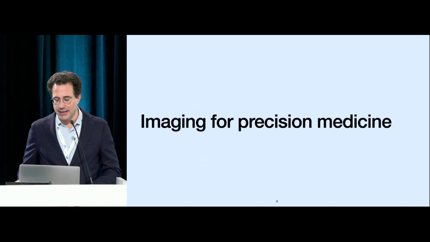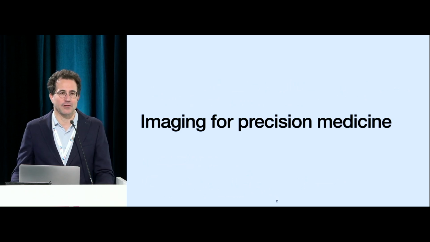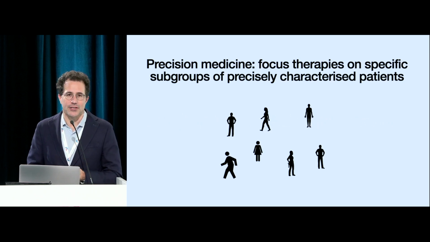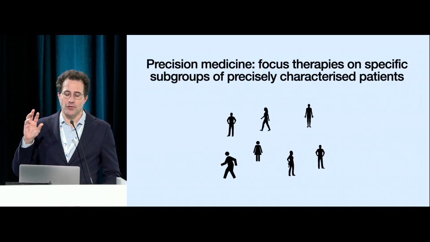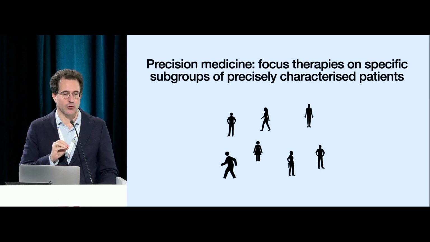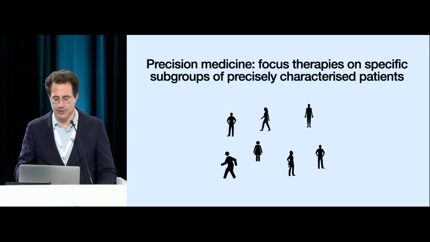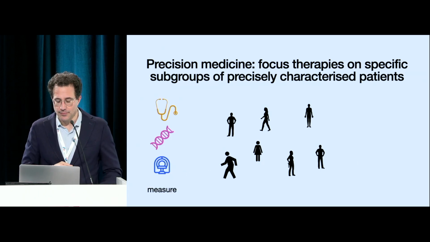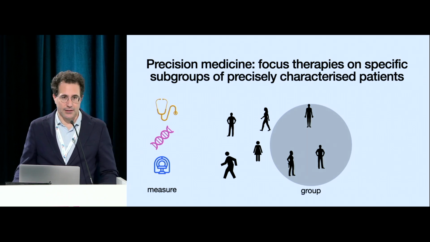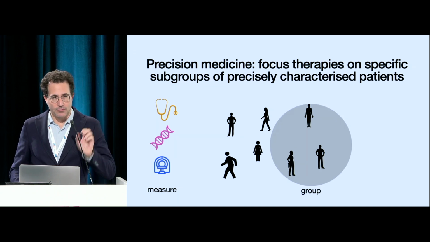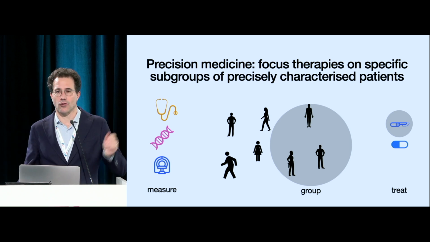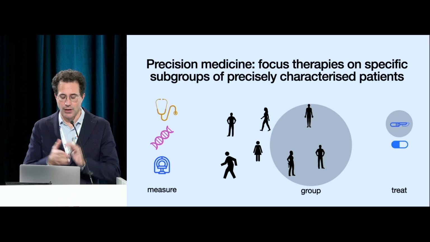Let's start with a definition of imaging for precision medicine. And what do we mean by that? One possible definition for precision medicine is that you want to focus therapies on specific subgroups of patients that are very precisely characterized. So you start from a population of patients. You measure some characteristics, which can be clinical, omics, or imaging. You group these patients together. And then based on this subgrouping, you choose your treatment options, for example, surgery or medication. So this is the framework for this whole talk.